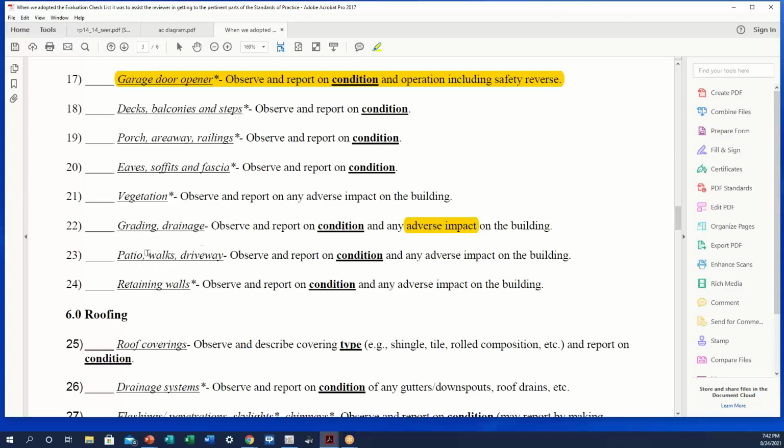Okay, so grading and drainage, patios, walkways, retaining walls. Okay, a retaining wall and a restraining wall are different. Harris, a retaining wall is how high?